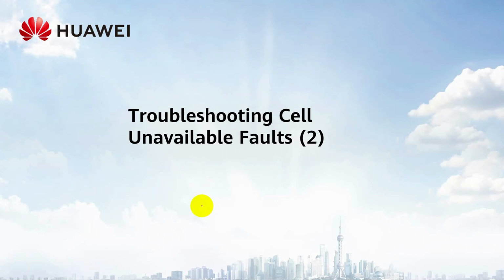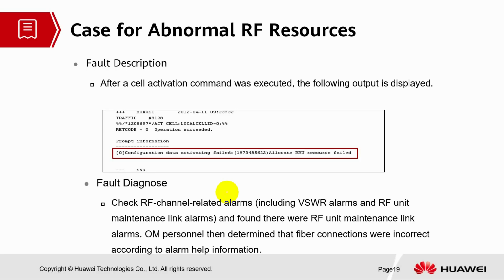And today we're going to discuss the topic troubleshooting cell unavailable faults. This is part 3. So let's look into the case for abnormal RF resources. What is the fault description? After a cell is activated, a command was executed and there was an output displayed. This was the output displayed from this particular command when they activate the cell: Allocate RRU resource fail. So when they try to activate the cell, they receive this message.